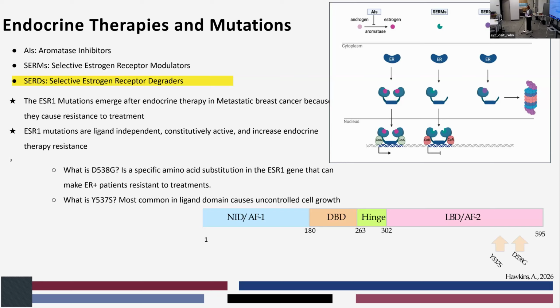So this figure at the bottom is a gene. It has the N-terminal domain, the DNA binding domain, which is where the DNA binds, the hinge, and it moves like this, and it allows cells in and out of the nucleus. And then we also have the ligand binding domain. You can see right there, that is where the mutations actually occur.